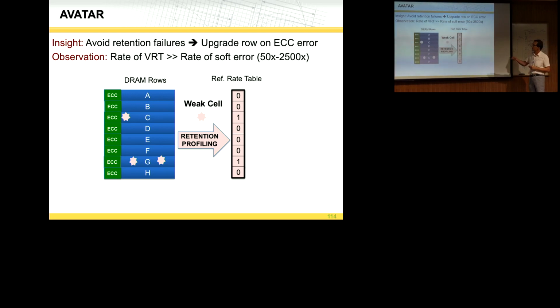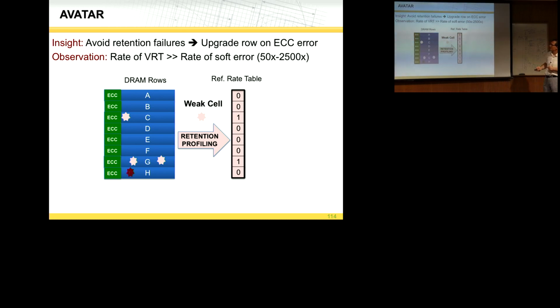Now, the observation we have is that the rate of variable retention time errors is actually much higher than the rate of soft errors. So this is going to enable us to maybe use ECC for both of them at the same time. We found out that the rate of variable retention time is actually more than 50x to 2500x higher than soft error rates that are observed in the field.